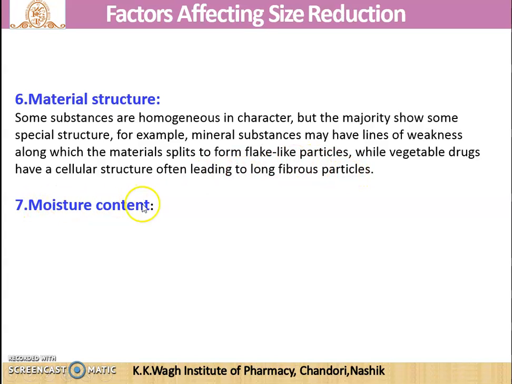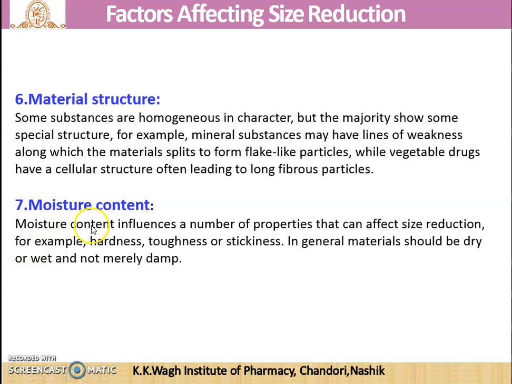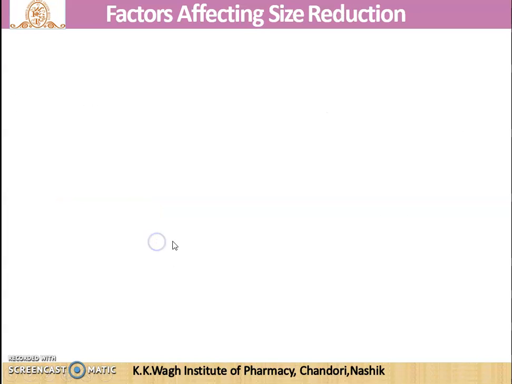The next factor is moisture content. Moisture content influences a number of properties that can affect size reduction, for example hardness, toughness or stickiness. In general, material should be dry, or wet, but not merely damp. That means moisture content has an effect in any condition or any type of material. It may be hard, it may be tough.